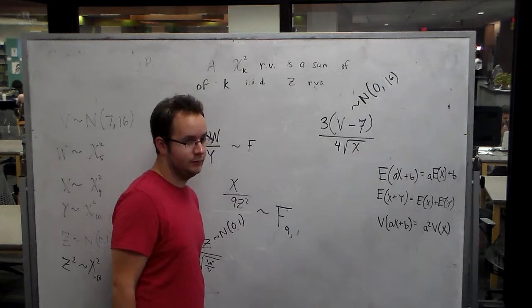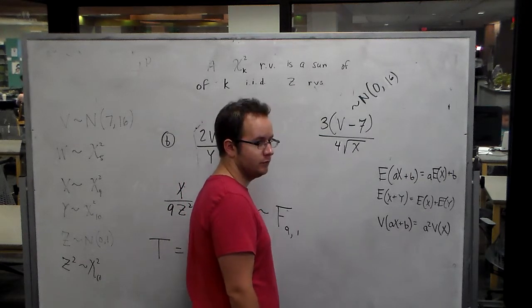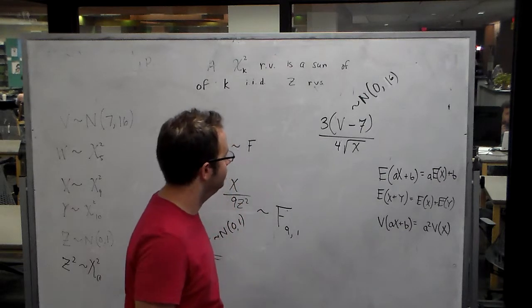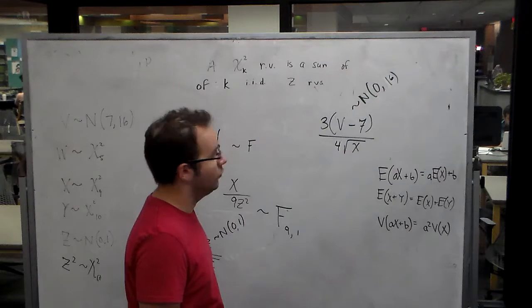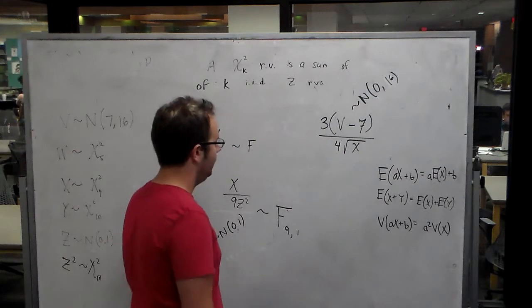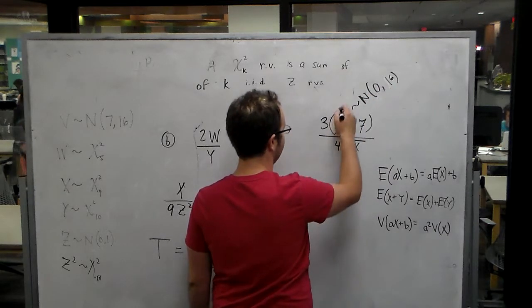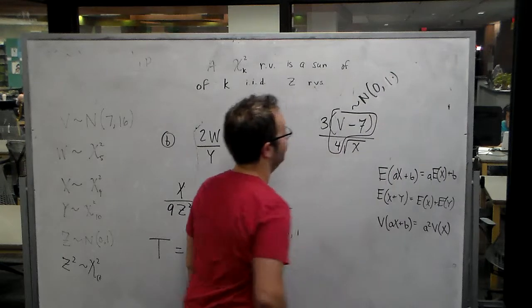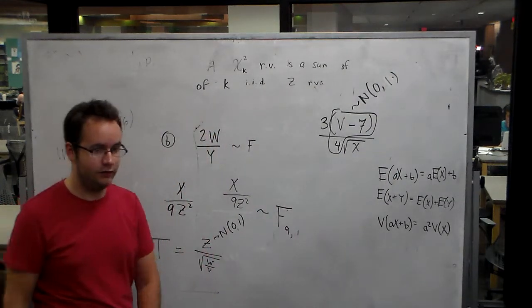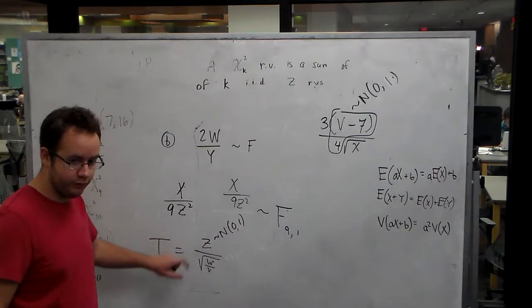I was getting confused for a second because I was thinking about mean and standard deviation, not mean and variance. Mean and variance. Good. So getting rid of that 4 will make this guy distributed normal with mean 0 and a variance of 1, right? So far so good, which is what we want for a t.